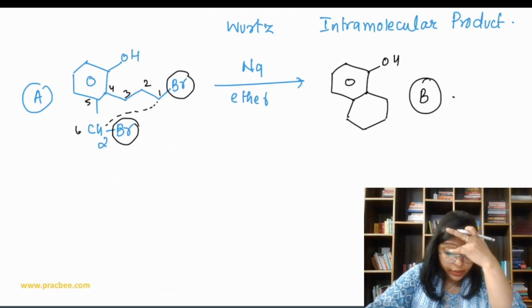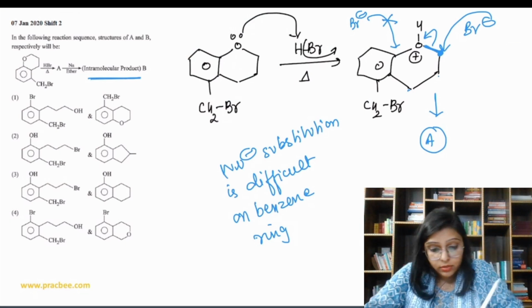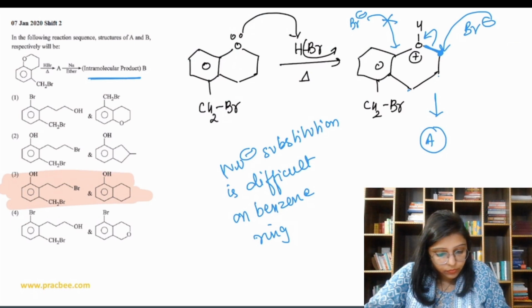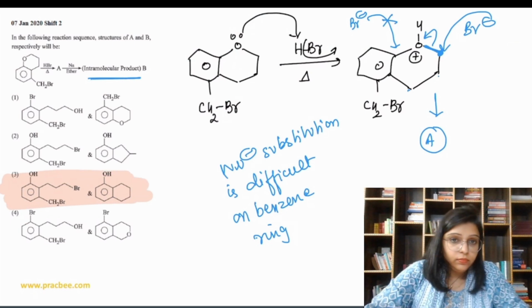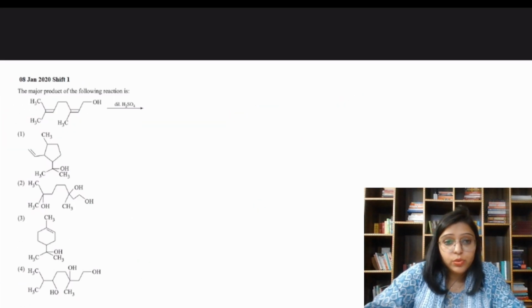Now match the correct option. So what do we get? OH, CH2, CH2, CH2Br. Option 3 is the correct answer. Okay. That's it. Now let's do the next question.